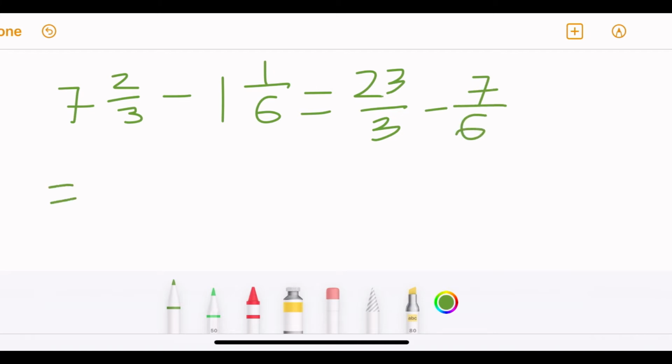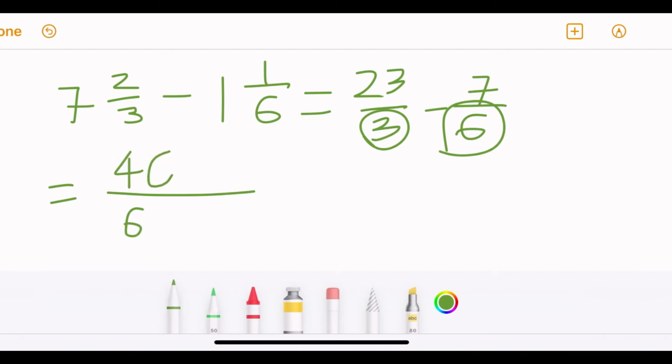And since they are not already in a common denominator, 3 and 6 are not, we're going to turn them both into 6. So that's 46 over 6 minus 7 over 6. So we can write it like this.